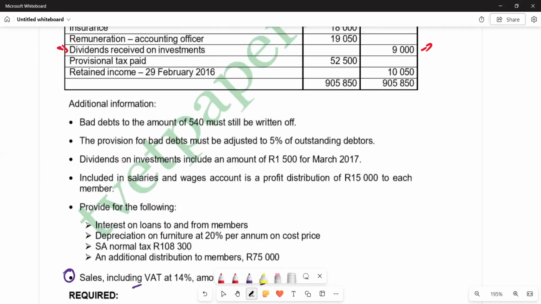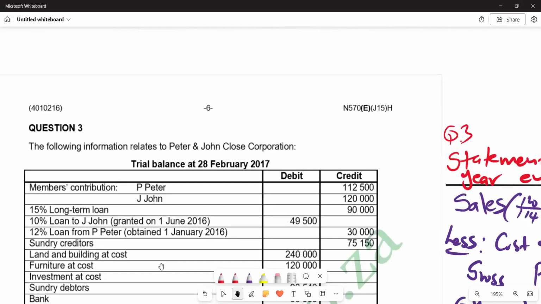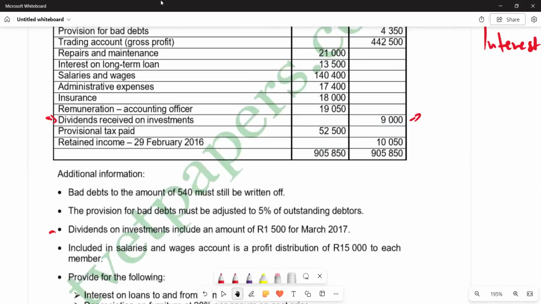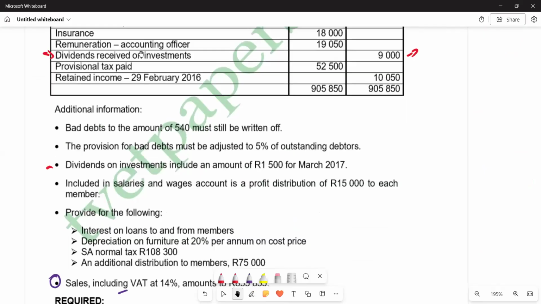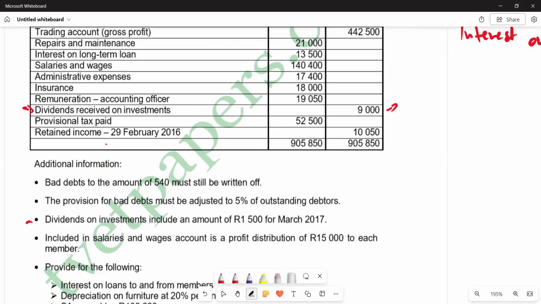If you come to additional information number 3 here, dividends on investment include an amount of 1,500 for March 2017. March 2017 is out of our financial year. Remember, our financial year is ending 28 February 2017. So it means it was received in advance. It's a prepayment of an income. So we have to subtract the 1,500 from the figure for dividends that we are given there, which is our 9,000, to get the actual amount for the period.